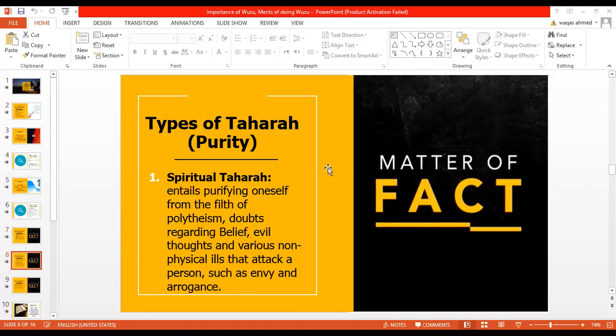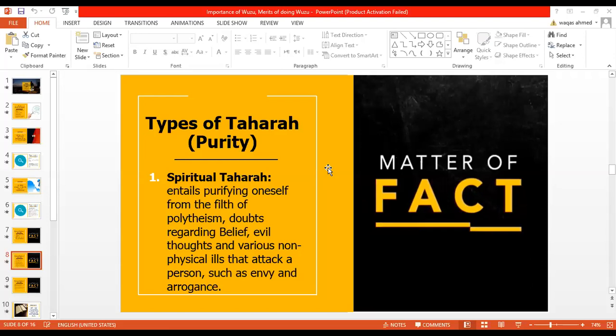The spiritual tahara entails purifying oneself from the filth of polytheism and doubts regarding belief. Like if someone is doubtful against the prayers, against the rakats of prayers. If he is weak in his faith, it means that he is not spiritually clean. And evil thoughts, when he is in a room, or studying, or reading, in school, in namaz, he has bad thoughts in his mind, and non-physical ills that attack a person, such as envy. When a person is jealous or arrogant, we say he is not spiritually clean. All these things are called spiritual illness, spiritual sickness.